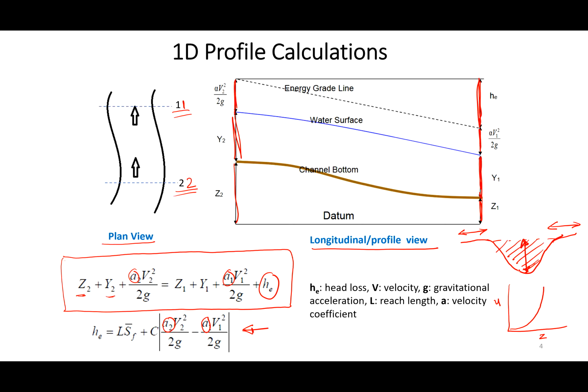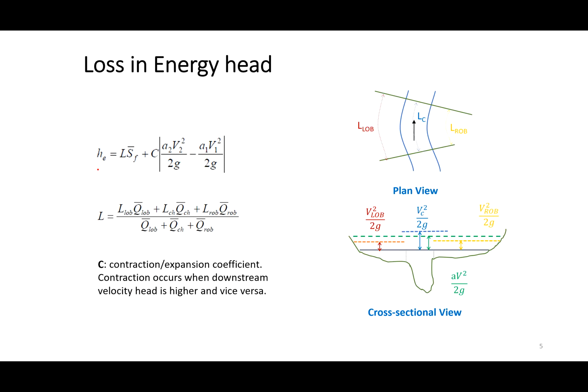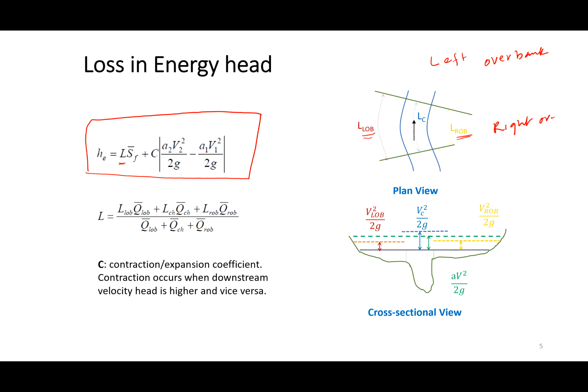So we have to solve this equation, and these are the two equations we have, and the head loss is calculated by using this equation, where L is the channel length. Again, we are dealing with cross sections that have both floodplain and main channel. So LOB stands for left overbank, and ROB stands for right overbank. This is in the floodplain, and LC is the length along the channel.